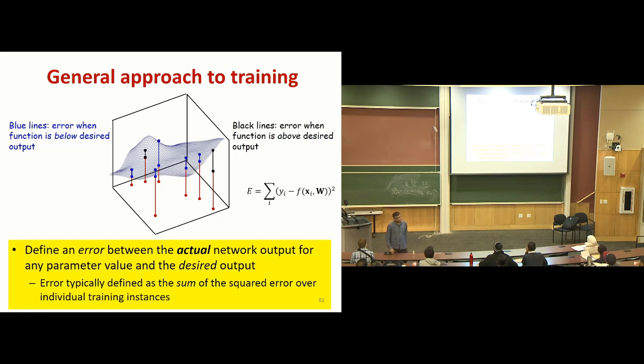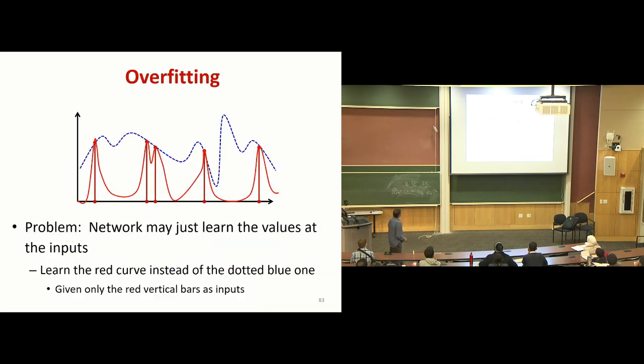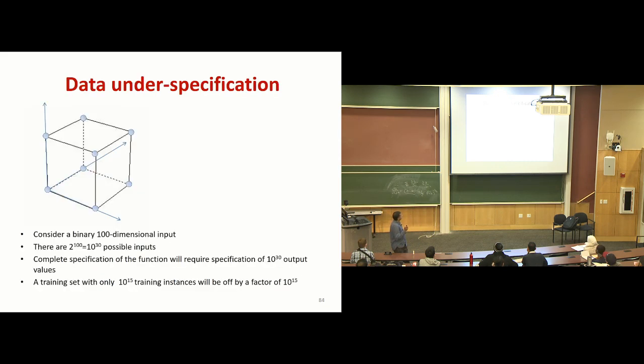And then we are defining an error over all of these functions, and we are trying to minimize it. What can happen? You want to learn the blue function, you can end up learning the red function. There's nothing stopping you, right? So how do you prevent this? To understand this, first let's understand exactly how little data you have, right?